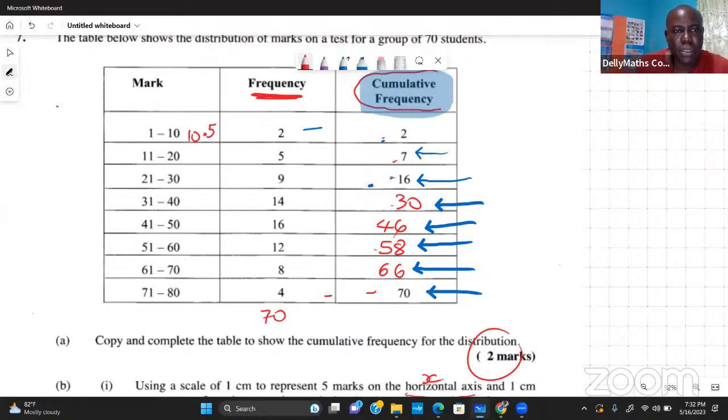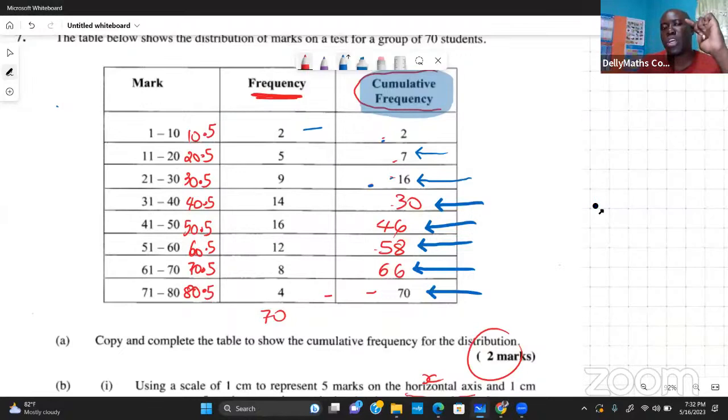10.5, let's put it on. 20.5, 30.5, 40.5, upper boundary, adding 0.5 to the upper limit, 50.5, 60.5, 70.5, 80.5. Those are the upper boundaries, and you're going to be using them with the cumulative frequency in that row.